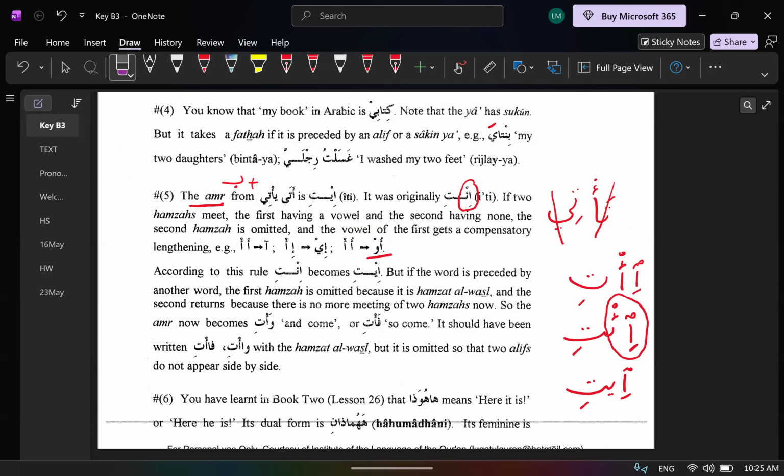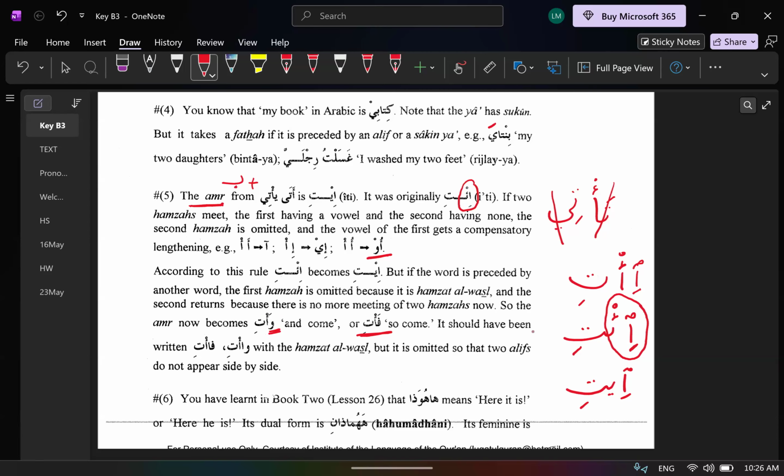So according to this rule, iti becomes iti. But if the word is preceded by another word, the first hamza is omitted because it is hamzatul wasl, and the second returns back, okay? Because there is no more meeting of the two hamzas now. So the amar now becomes, because there is a waw before, wa'ti and fa'ti. Fa'ti is coming in the Quran Majid, right? So come.